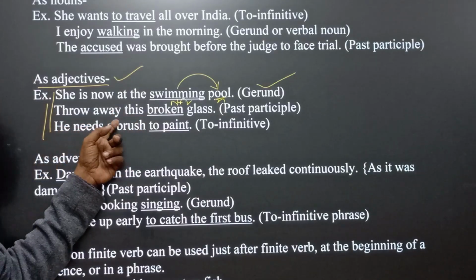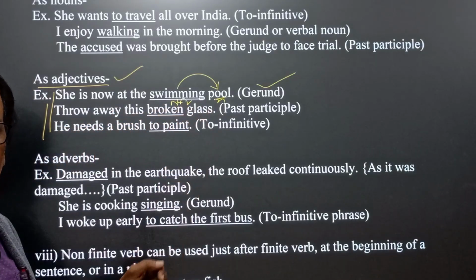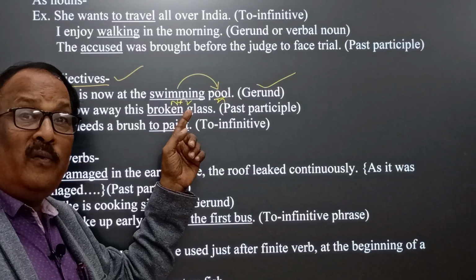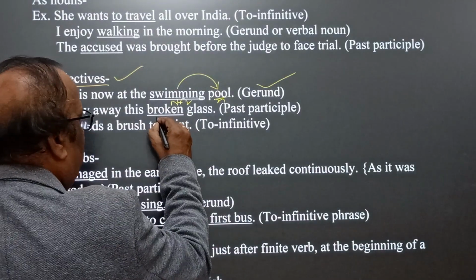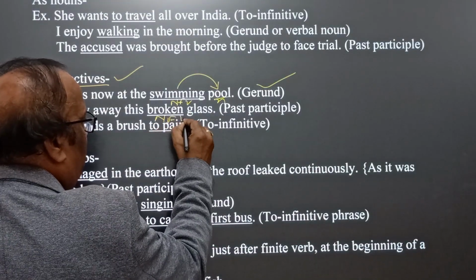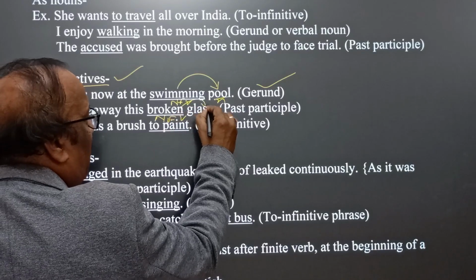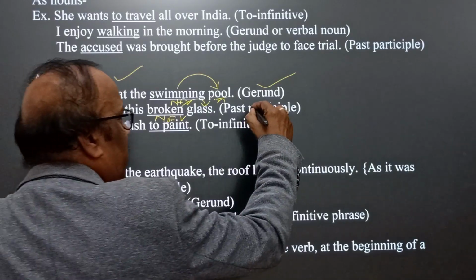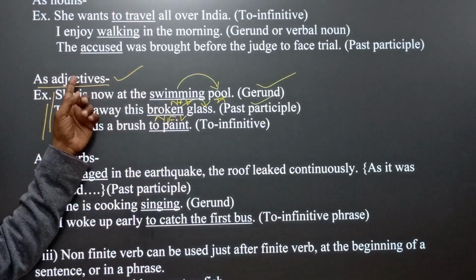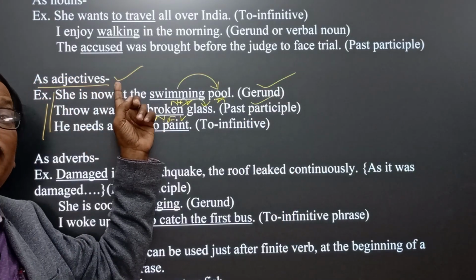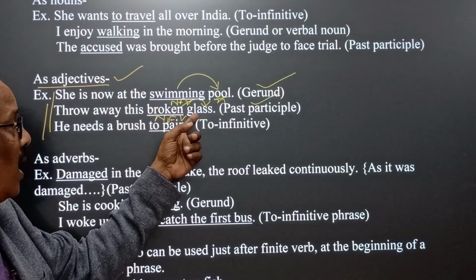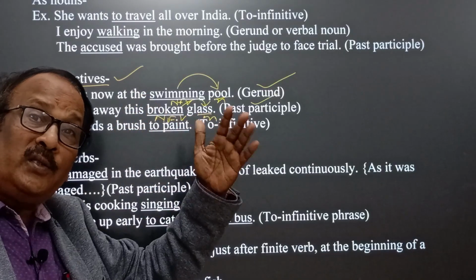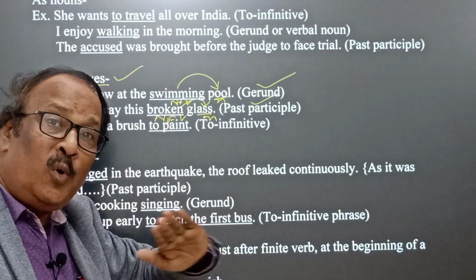Next, throw away this broken glass. This is the third form of break, and broken is here a non-finite verb, and it has been used to qualify glass, and this is a past participle and it has been used as an adjective of glass. Broken glass, the glass which has been broken.